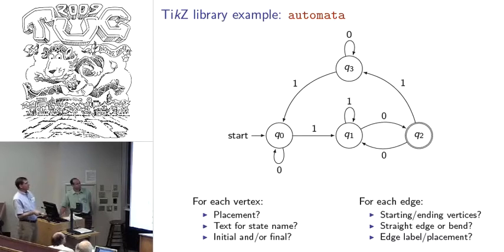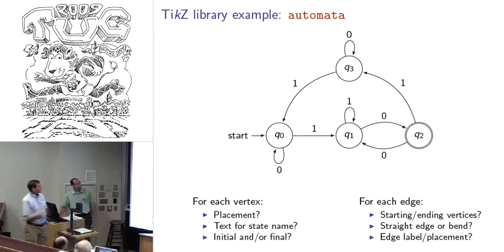So, for example, here are the kinds of things that you need to know. For each state, you basically need to know, where do I want to put this on the paper? What text should appear within each state? And if you notice, in this example, there's one state that's special. It's the initial state, or the start state. You can have some number of states. In this case, I only have one, whereas there are special final states, so you need to know about those. And then for each edge, where does it start, where does it end?